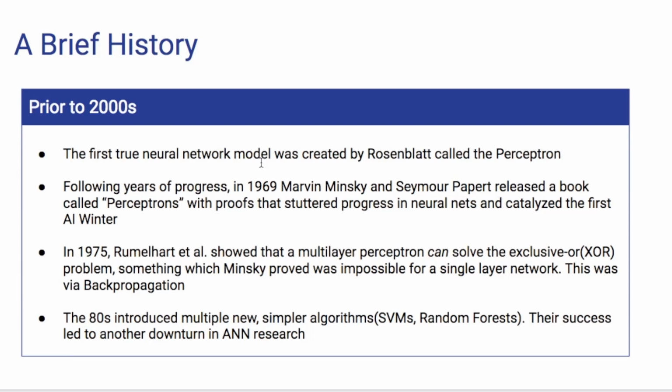The next real big event in the field took place in 1969 when Minsky and Papert released a book called Perceptrons. Perceptrons was a book that, among other things, contained a bunch of mathematical proofs on Rosenblatt's models, perceptrons. And essentially what they said was the simplest perceptron model, so the one I just described to you, cannot learn the XOR function.